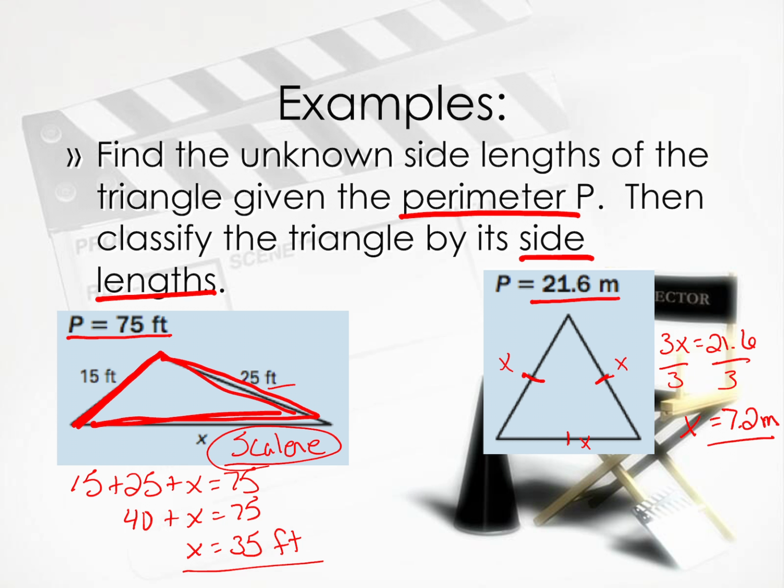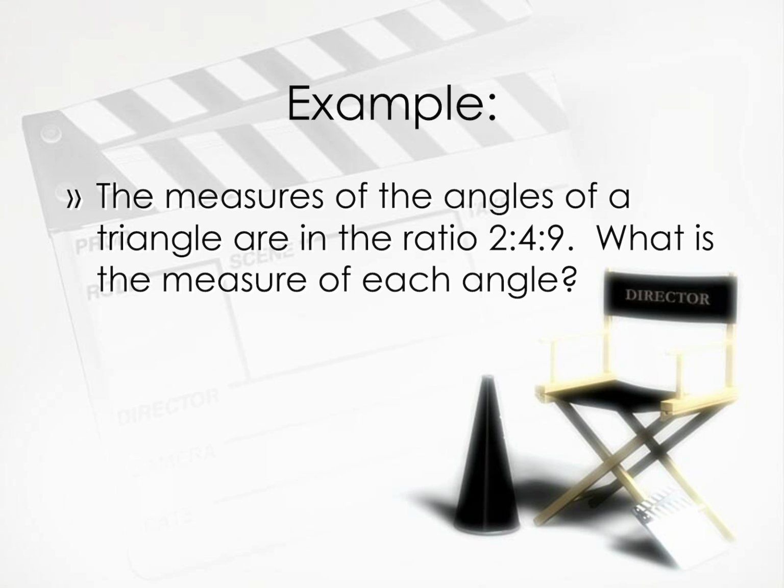And since all three of these sides are equal, if you go back to our classification, that means this is an equilateral triangle when all of them are the same. So find your x and classify. Then we just have a few more that are written out kind of the same, but they're word problems.